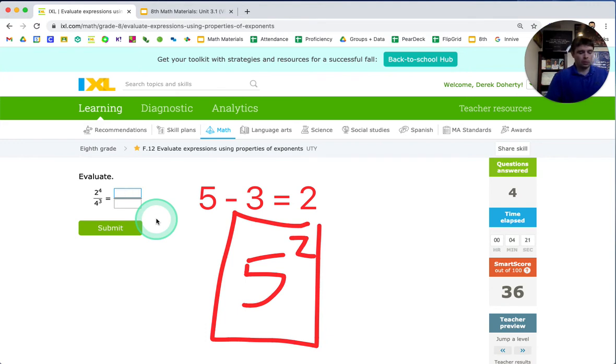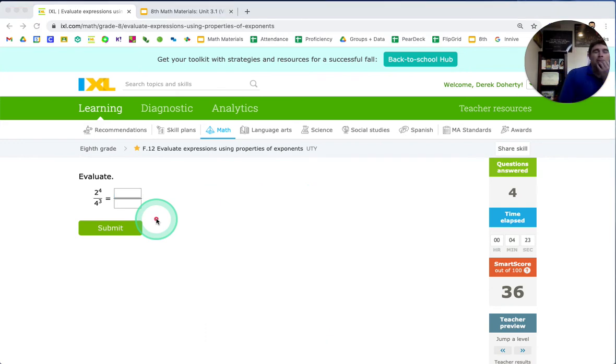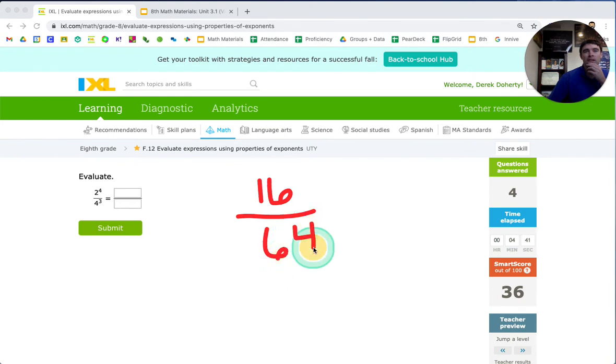Alright, so this one, and IXL is tricky sometimes. There's probably a couple ways to think about this. They gave us a different base here. So we have a few options. One of them, I would just do the math out here. I know 2 to the 4th power makes 16. And I know 4 to the 3rd power makes 64. And I would simplify this fraction. I know this is 16 times 2 is 32. 32 times 2 is 64. I do know this is 1/4.